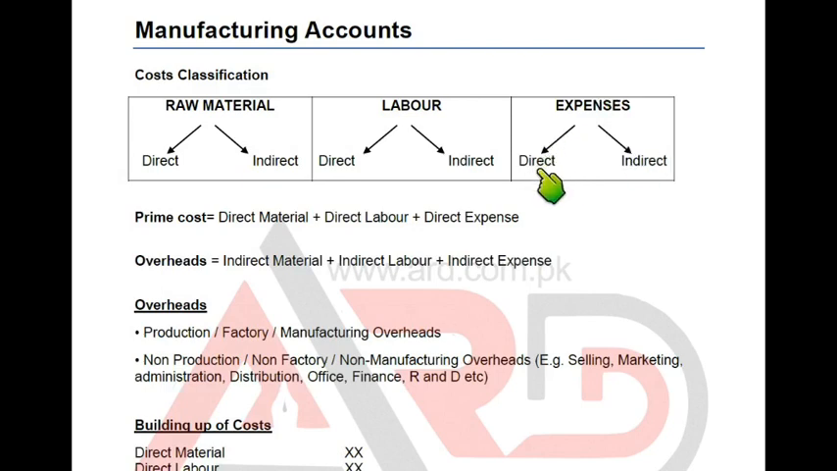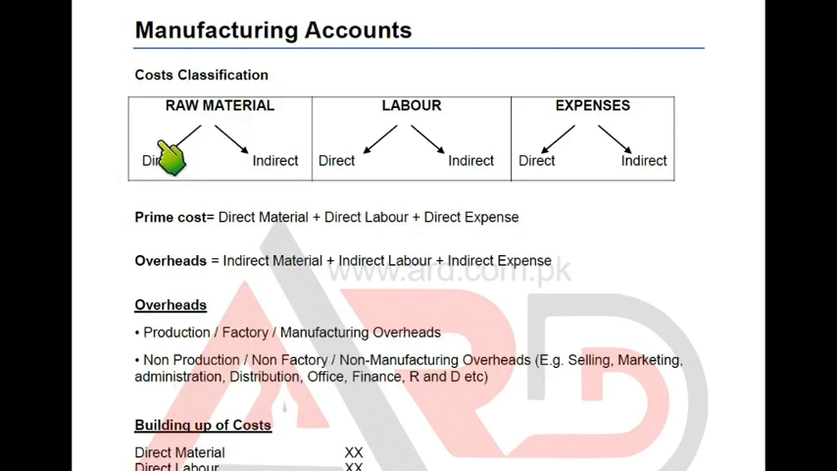If in the exam question it is written direct expense or royalty, this means the expense is direct, and if it is written only general expense or factory expense, we will assume the expense is indirect. So let's move forward further.